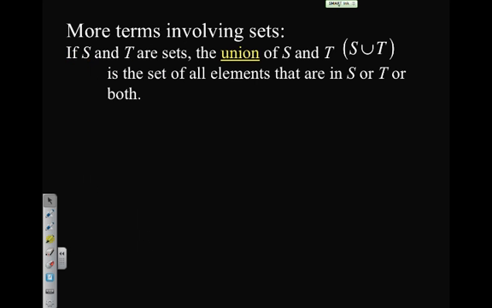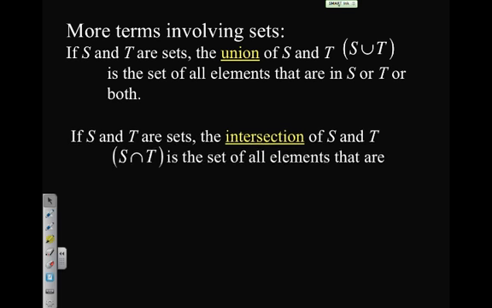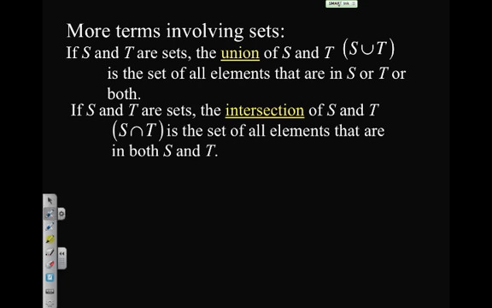So, some more terms involving sets. If S and T are sets, then the union of S and T, which is written with the union symbol right here, like a widened-out capital U, is the set of all the elements that are in S or in T or are in both.